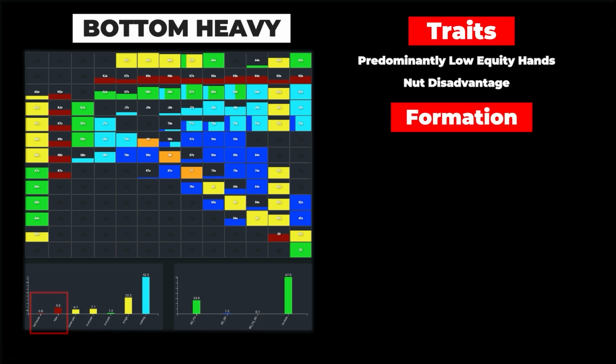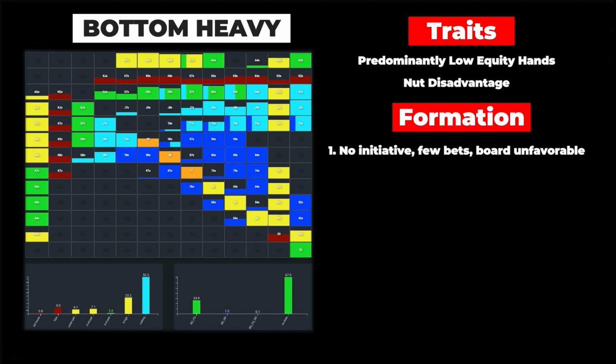A bottom heavy range is commonly created in one of two ways. One, when a player does not have the betting initiative, limited bets have been placed, meaning that his range is wide, and the board either favors villain or is neutral. So, for example, in most single-raised or limped pots, on many boards, the big blind will have a bottom-heavy range. The second circumstance where a bottom-heavy range is sometimes created is where a board dynamically and disproportionately creates many nuttish hands for only one player.